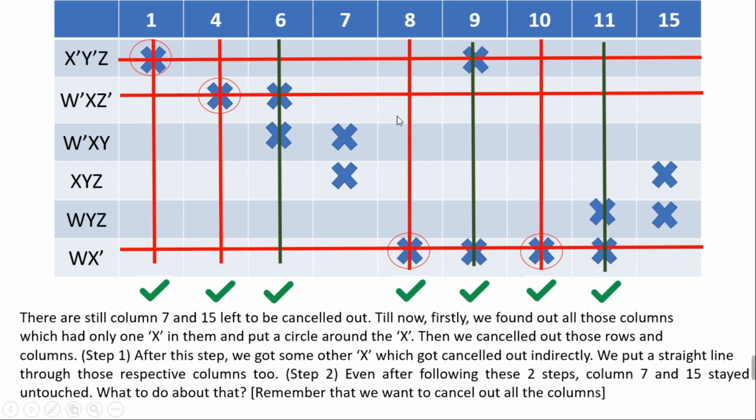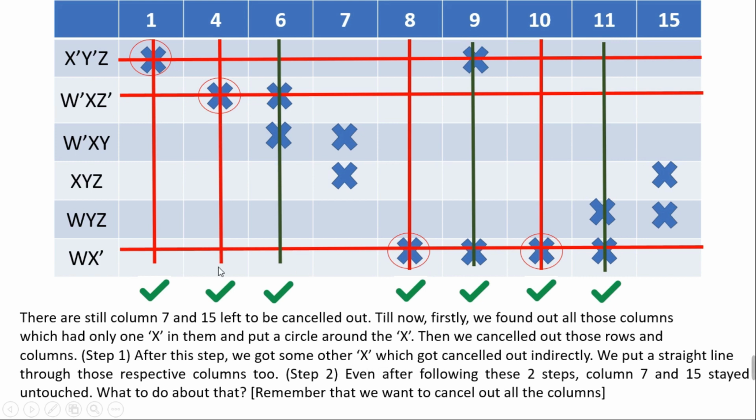Here it is marked in red, and after that, for that step we also saw that there were some other x's which were indirectly cancelled out, like this one over there for 6, and this one over there at 9, or this one, or maybe this one here at 11. So these are the x's which were indirectly cancelled out in our previous step. So we go into those places and we just put a straight line over those columns. Okay, only the columns. So the green straight lines are indicating those. So till now we have done that.